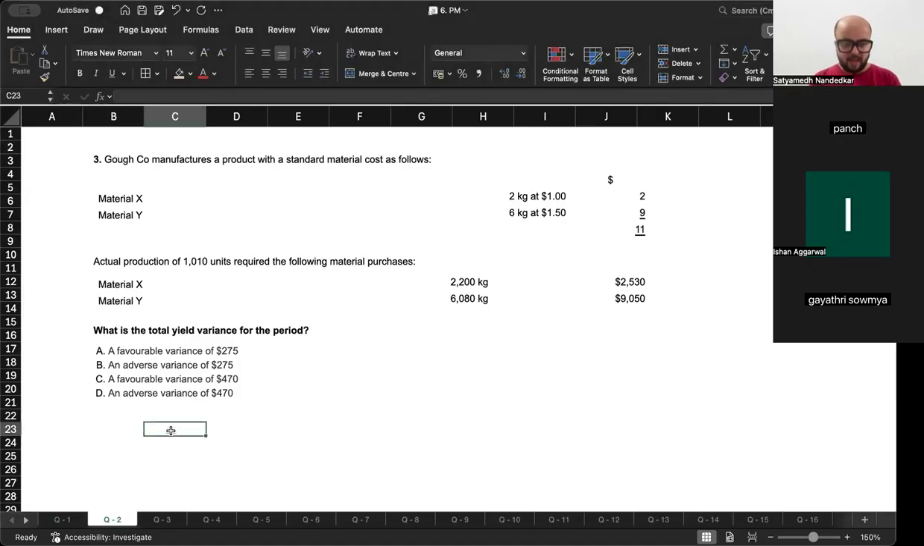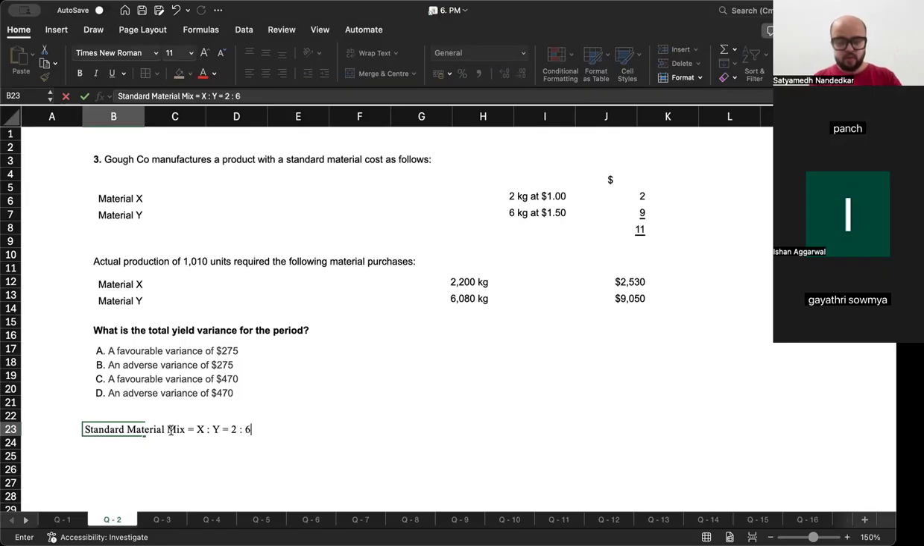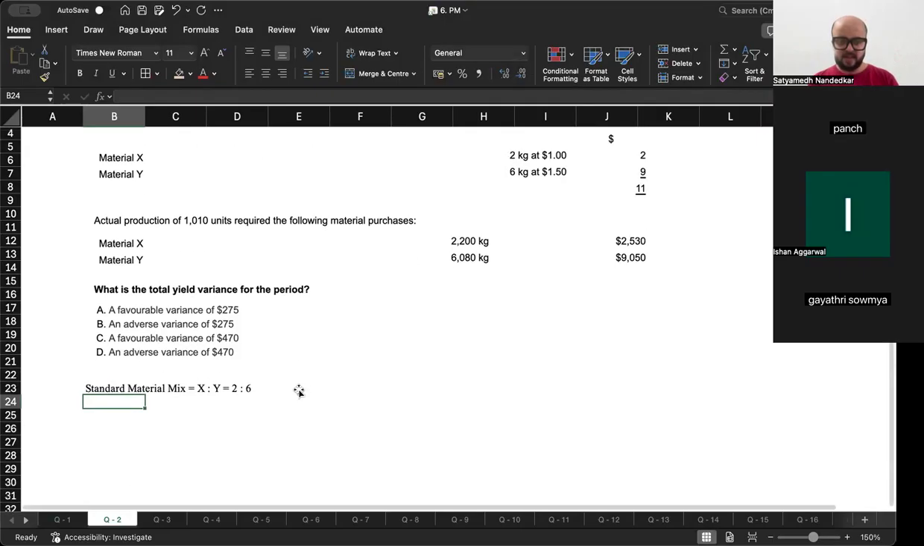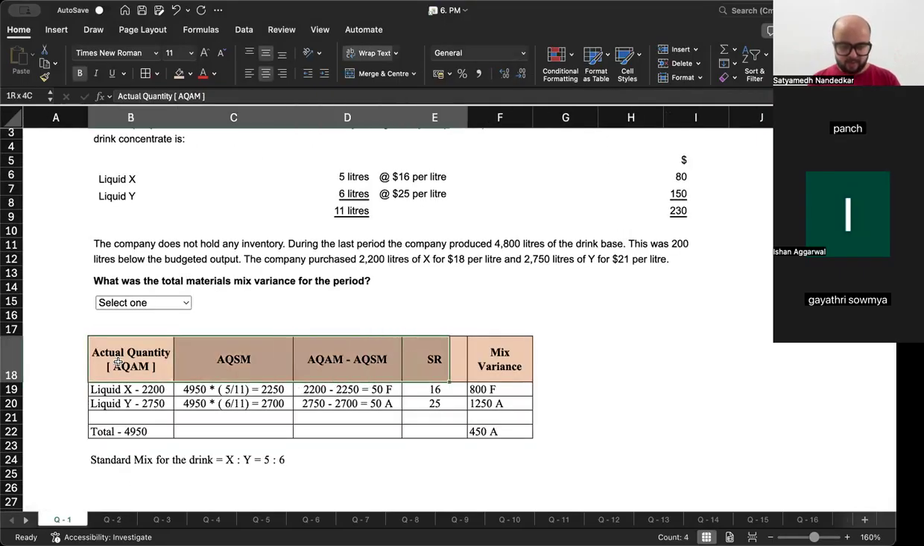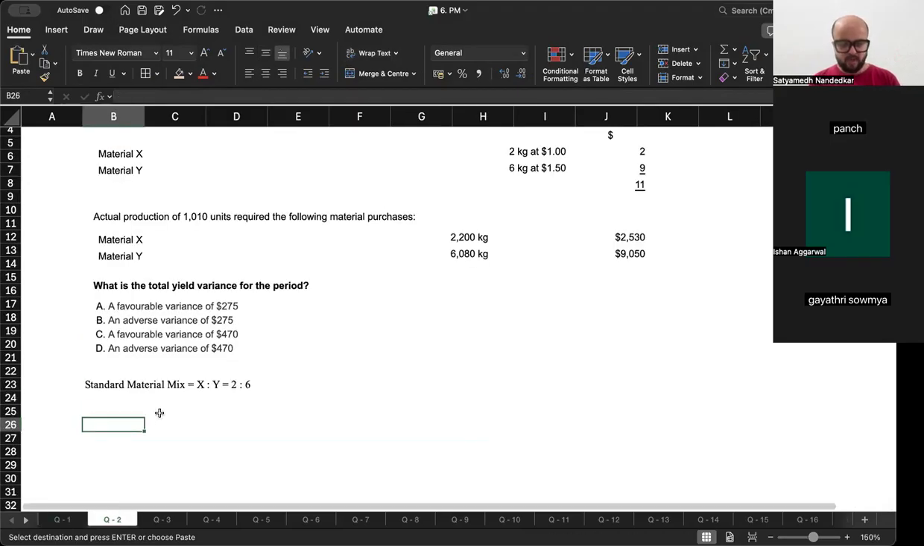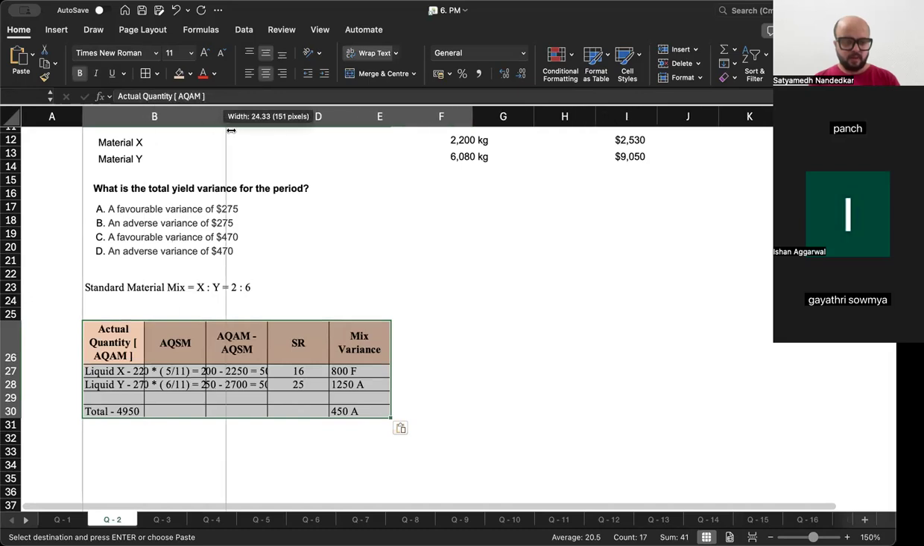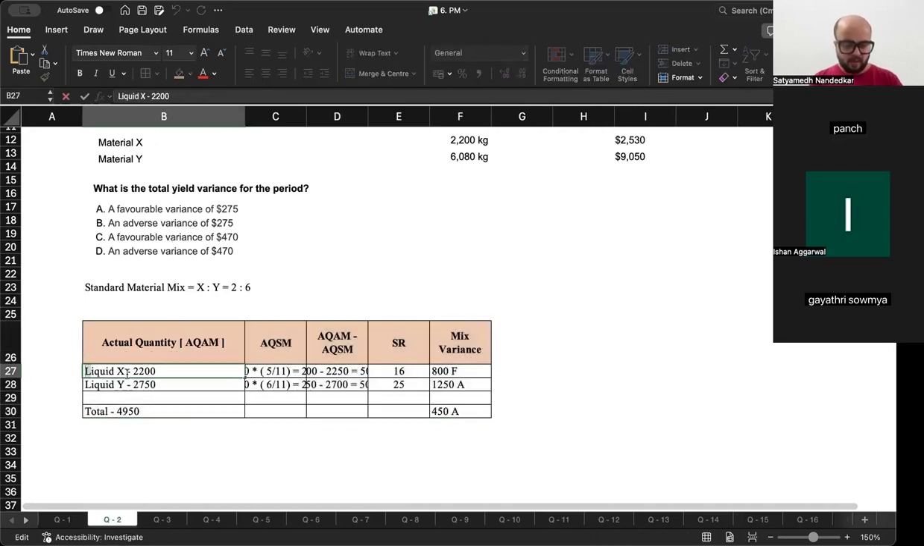So here, what is the standard material mix? Standard material mix is X is to Y is 2 is to 6. Material X 2 kg, material Y 6 kg. Let's do the same thing. Our answer won't be much different. Just instead of liquid X, now you have material X. How much is material X? It's 2200.